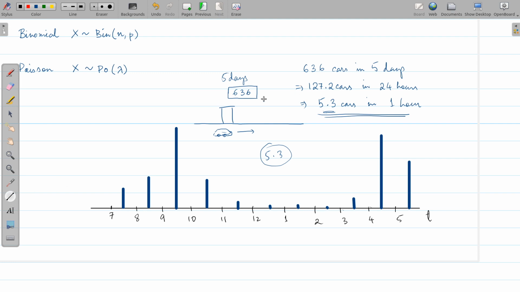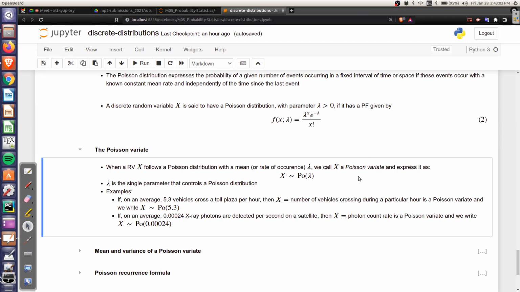So where is this 5.3? 5.3 is somewhere over here. 5.3 is the average value. So this is your 5.3. Now let us say I want to find out, during a particular hour, how many cars have passed by. I want to find out the number of vehicles which have passed during a particular hour. So this is what I want to find out.